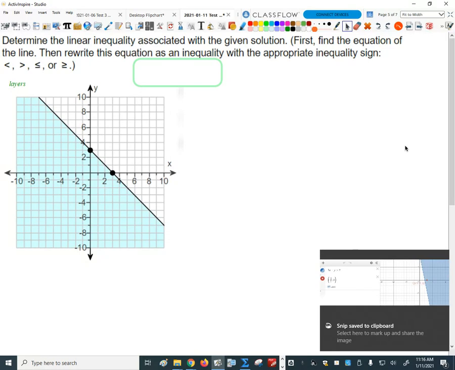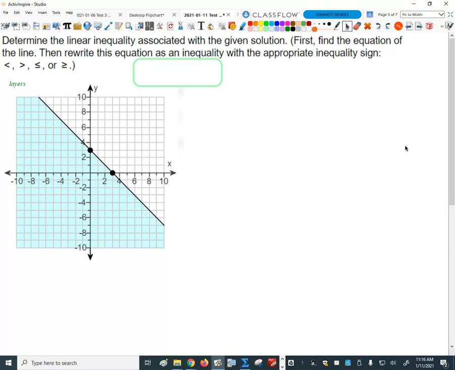Okay, what about this guy? They give us a graph, and you're asked to write the linear inequality corresponding to that graph. So, Melinda, we've got to come up with an inequality here. That always starts with the boundary line, doesn't it?